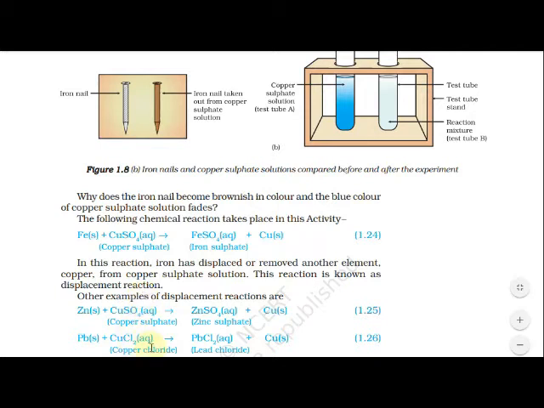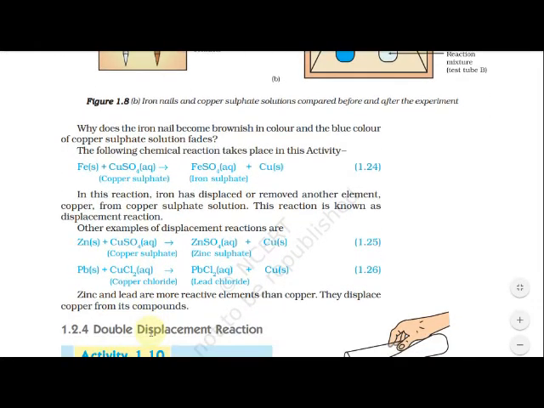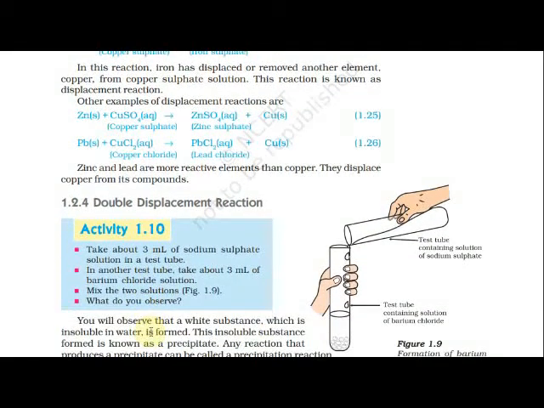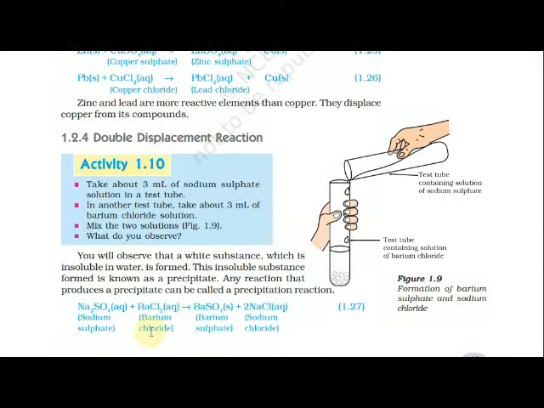Zinc and lead are more reactive elements than copper. They displace copper from its compounds. So you have seen here one substance is displaced, and that is Cu.